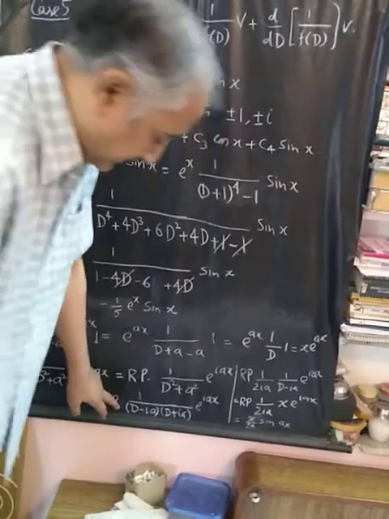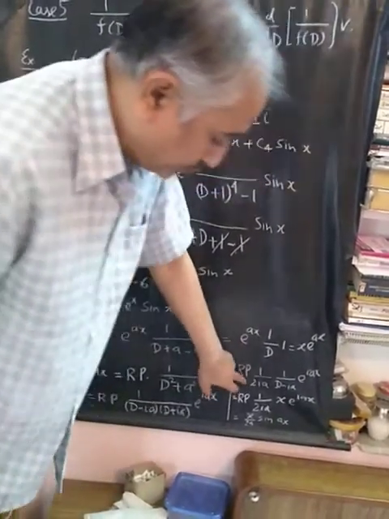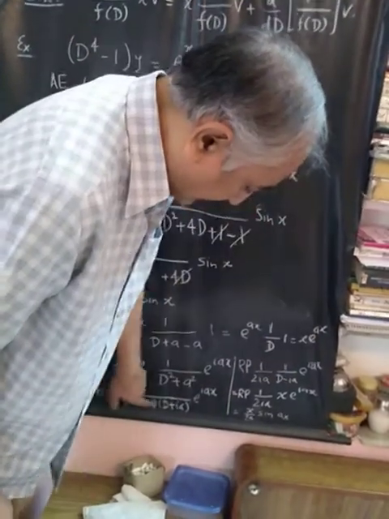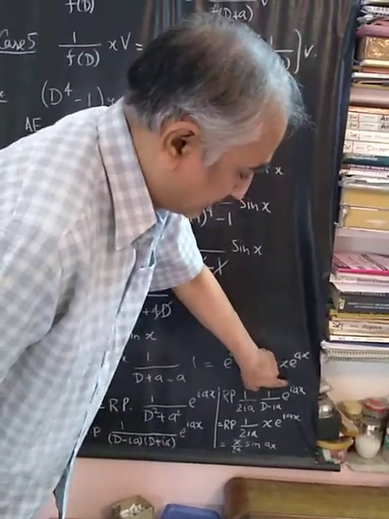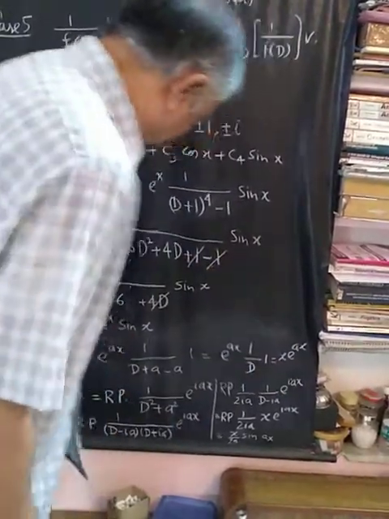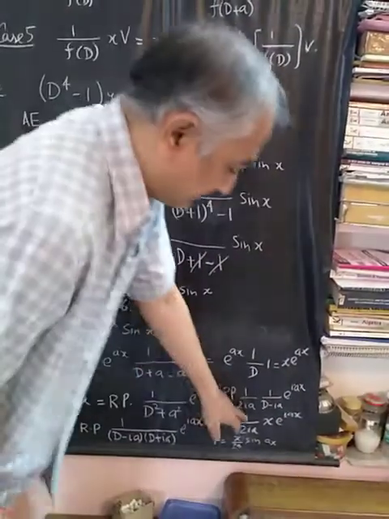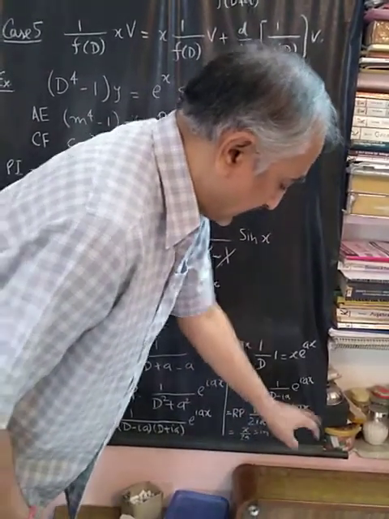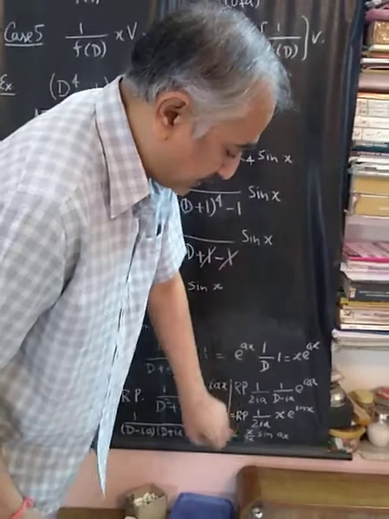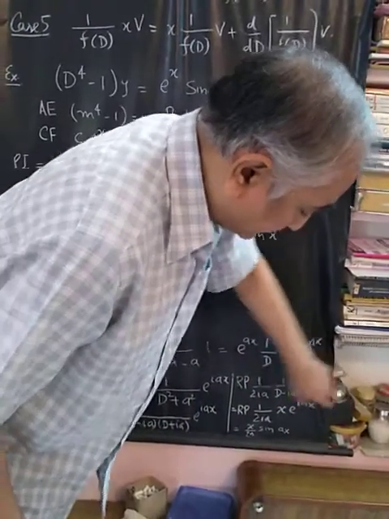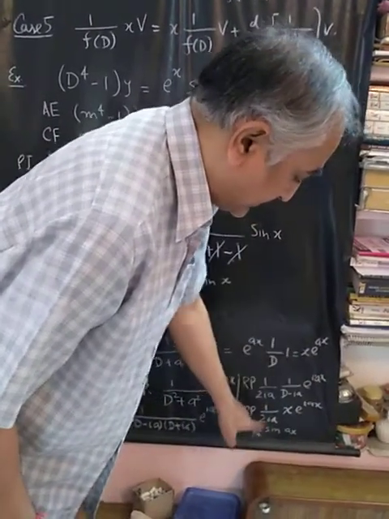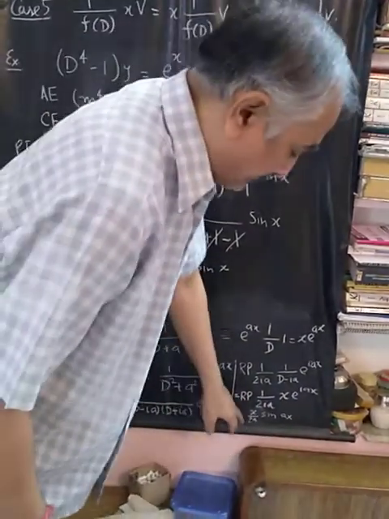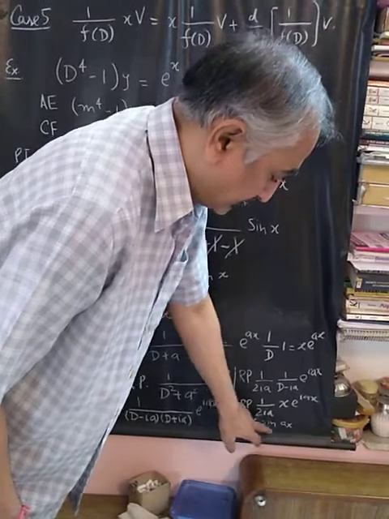So you have that this is the real part of 1 upon 2 iota a times 1 upon D minus iota a of exponential iota ax. Now you apply this formula and you will write that this is 1 upon 2 iota a times x exponential iota ax. Now you want the real part of it. So this will open up as cos ax plus iota sin ax. This iota will cancel with the iota of the sin ax. So the real part will be x by 2a sin ax.